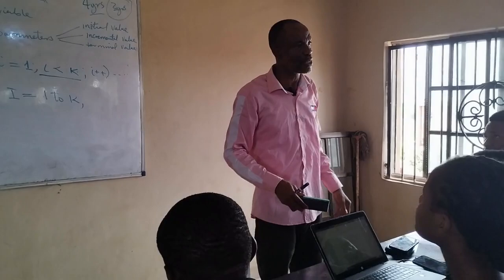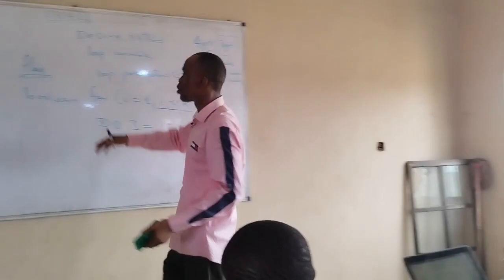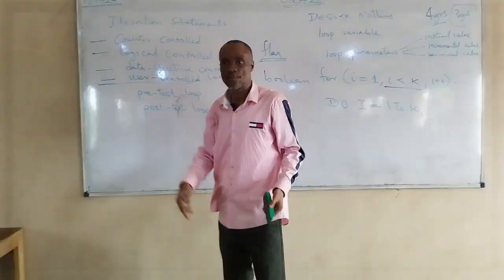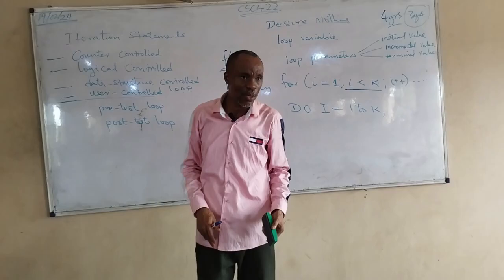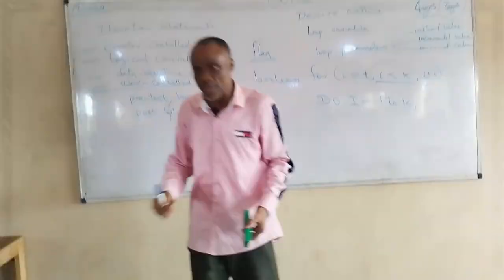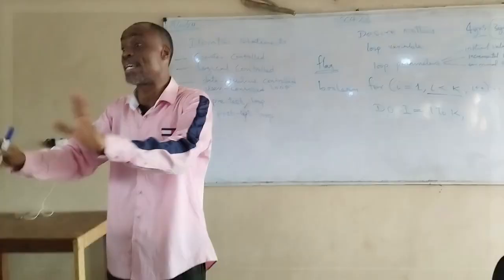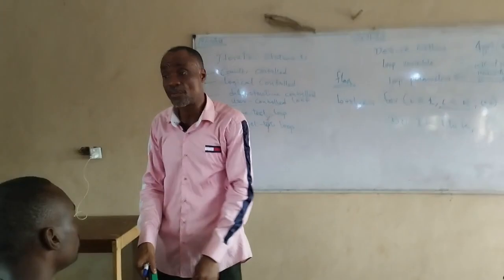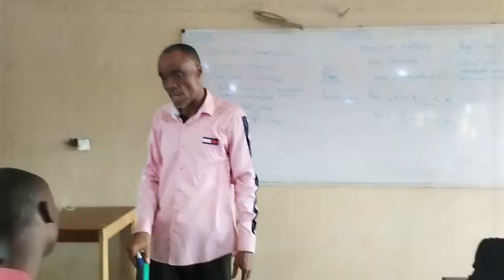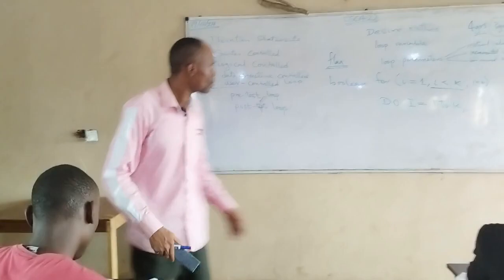So there are data structure control loops where the loop is controlled by the data structure, not by logic, flag, or number, but by the structure of the data. And when it finishes going around the nodes, that is the end of the iteration. Are you okay? That is the end of the iteration. So I'll give you an assignment here. The data structure controls the loop.